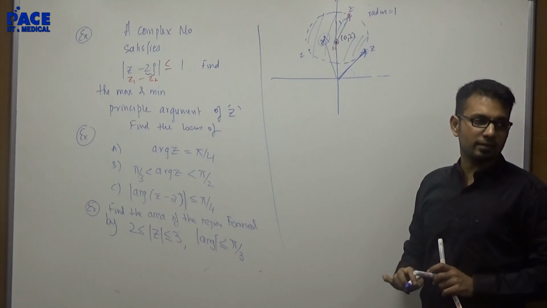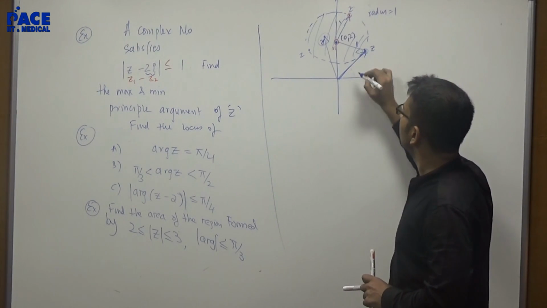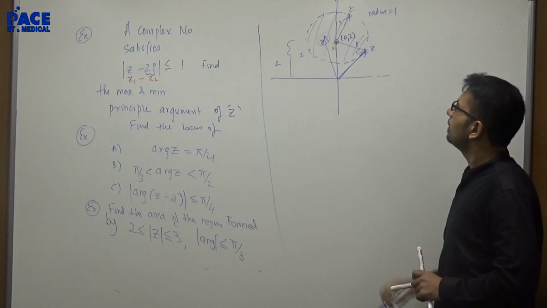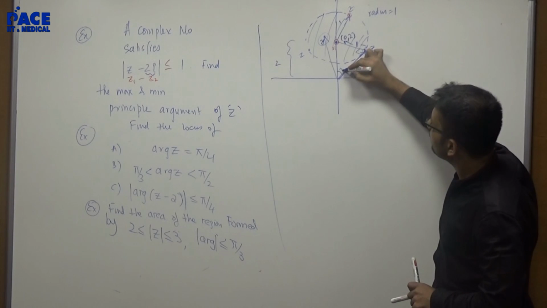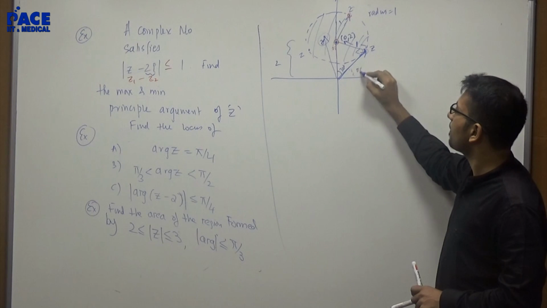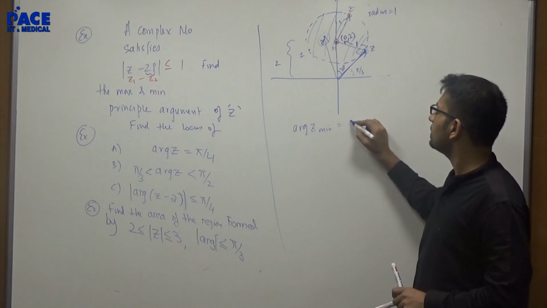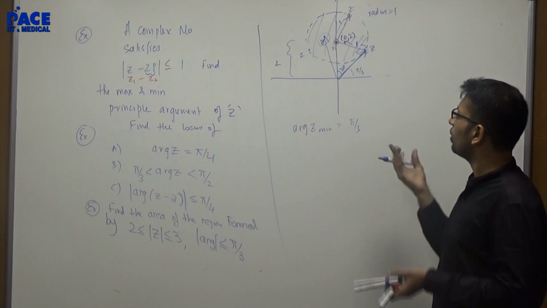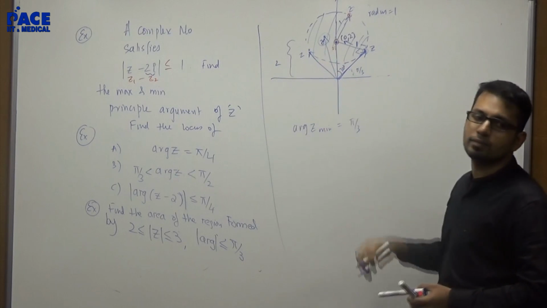Is that clear? Now the radius is given to be 1 and this length, this height of the center is 2, 2i. So this length is 1 and this length is 2. So this is 30 degrees, because sin 30 is 1/2. So this is 60 degrees, this is pi/3. Okay, so argument of z minimum is pi/3. Now by common sense, look, this will be the maximum possible angle.